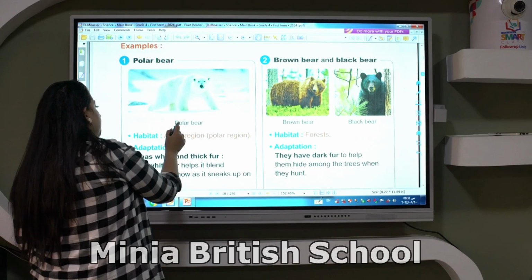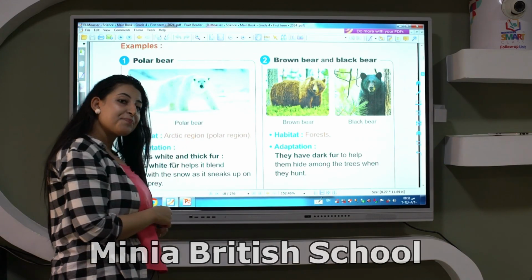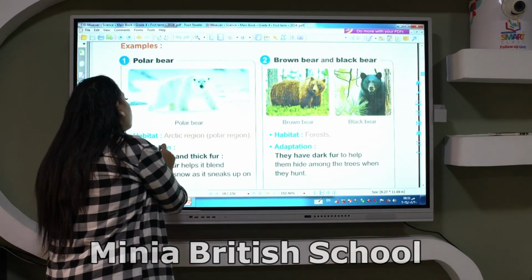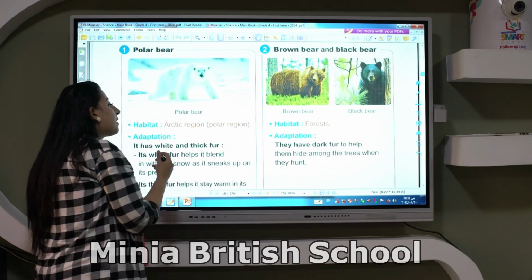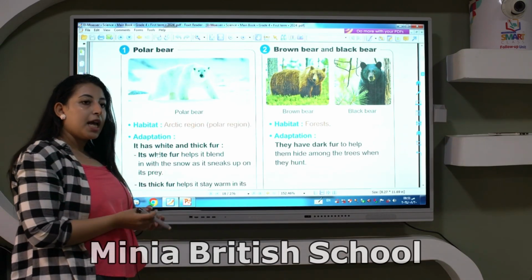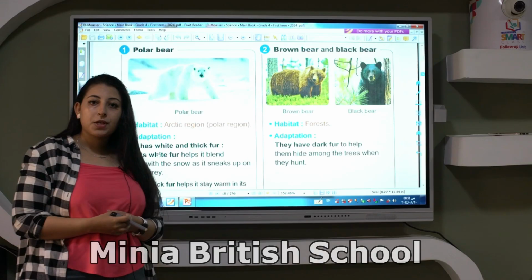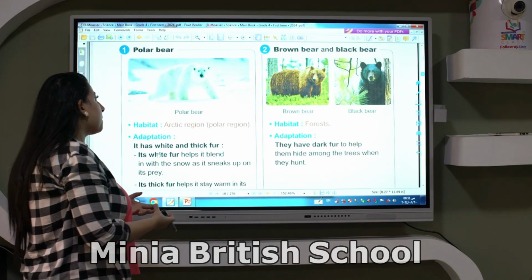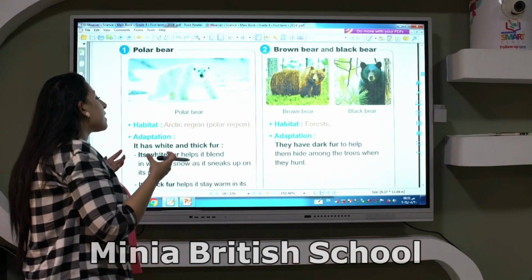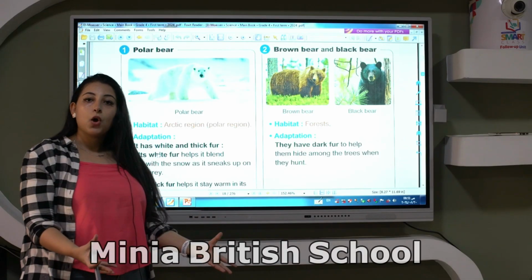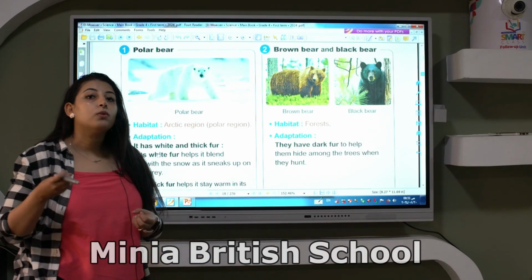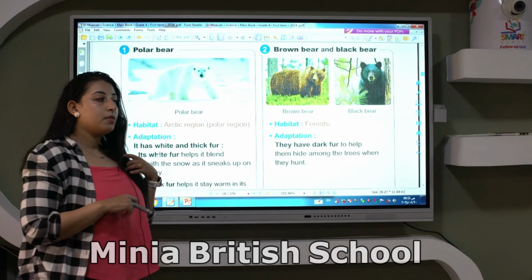Look at the polar bear. Do you love polar bears? I love polar bears. The polar bear lives in Arctic regions, in polar regions. So God created for him a white coat, a thick white coat. Why is it thick and why is it white?